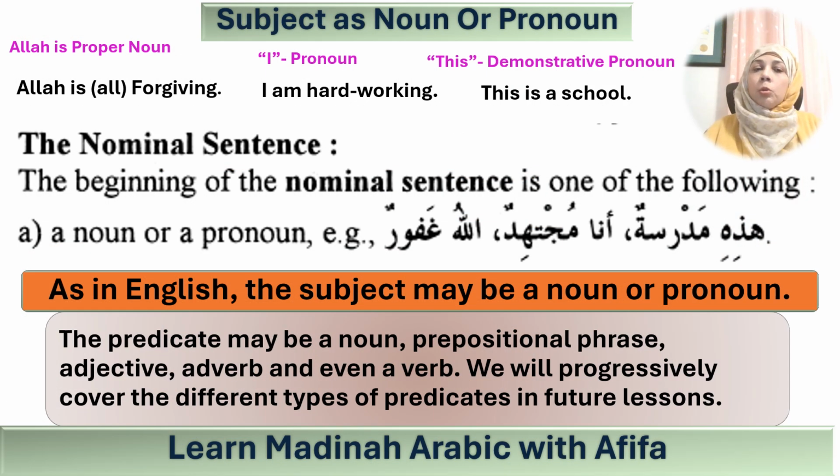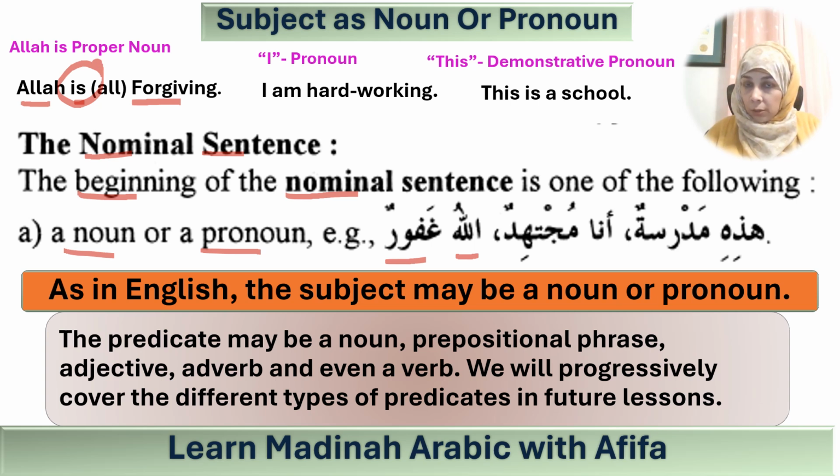Let's continue to review some examples of the nominal sentence. So the beginning of the nominal sentence is a noun or a pronoun in these examples. So for example, Allahu ghafurun, which means Allah is all forgiving. So notice that I added the is as we talked about before. Here Allah is the mubtada and ghafurun is the khabar. So Allah is definite because it is a proper noun and ghafurun is indefinite. Here as we discussed, the khabar is usually indefinite.